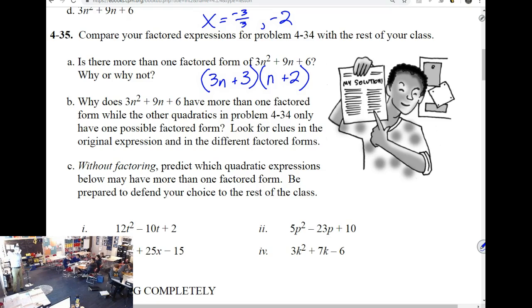-3/3. My 0 here, what would make this 0? Well, that's easy. -2 would make this 0. When I look up at the factored form that we did, completely factored, did it change what zeros I get?